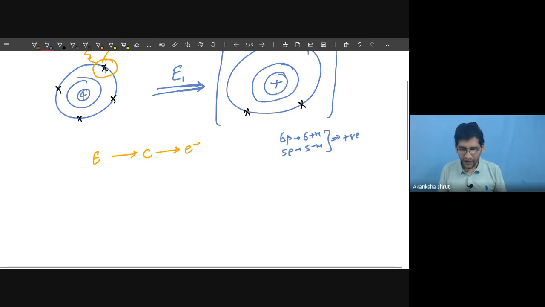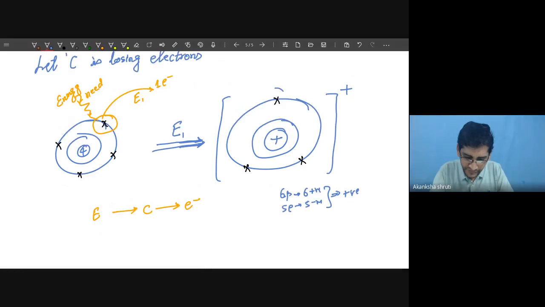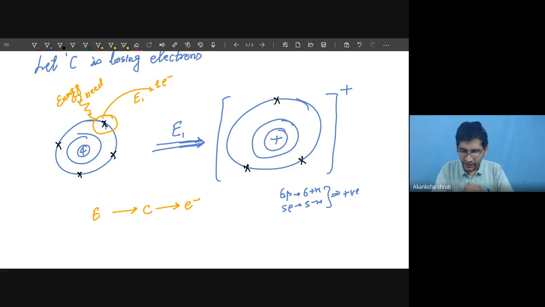Get it? Now, for becoming carbon 2 plus, what do we need? We need to remove this further. So one of the electrons, maybe this or this or this, any one of the three has to be removed. For that, we have to understand how much energy is now required. See, under the first condition, when the atom is neutral, the 6 protons are balancing the 6 electrons.